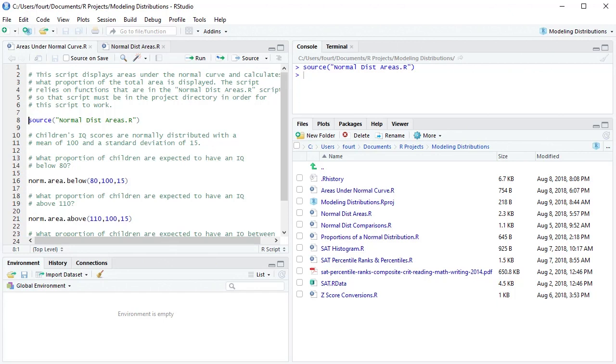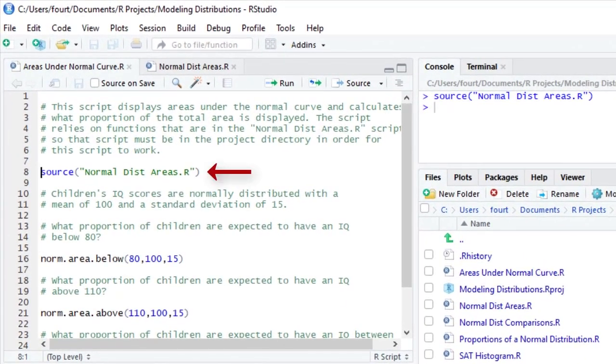Here's a script that begins with a function called source. All that the source function does is to load a second script. I'm loading a script that I called normaldist_areas.r. This script contains my graphical functions. By using the source function to load that script, those functions will be available within the script that you see here. A word of caution.